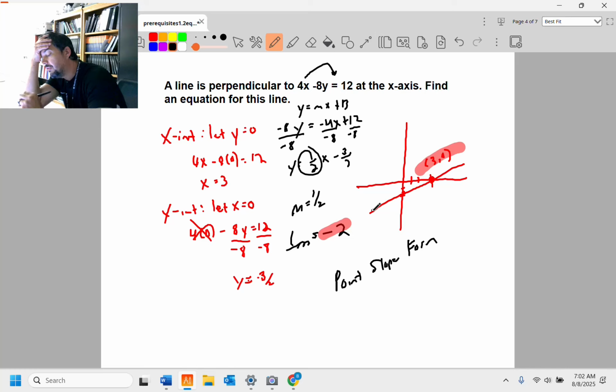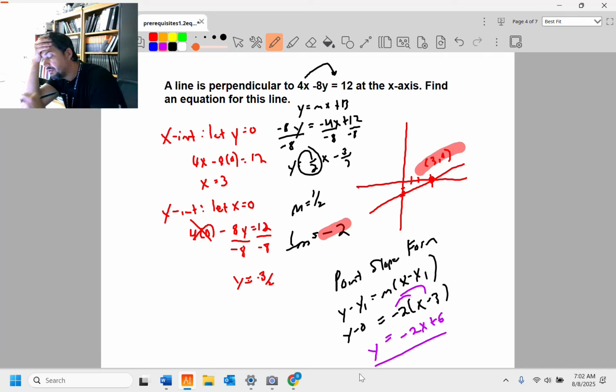So point-slope form is y minus y1 equals m times x minus x1. We have a slope of negative 2. The x value is 3. The y value is 0. And all we've got to do is kick the right-hand side with the distributive property, and this thing is done. Negative 2 times x is negative 2x. Negative times negative is positive. 2 times 3 is 6. And there is your perpendicular line, okay?